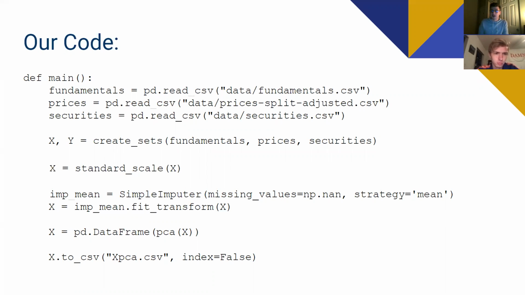Then we also grab our Y values, the 6 months out price change. We also grab the securities, and then we scale the X values. We use a simple imputer to fill in the missing values that weren't correctly reported, which are basically an average of what other similar companies had in the market. And then we also run PCA on the values to reduce similar features.